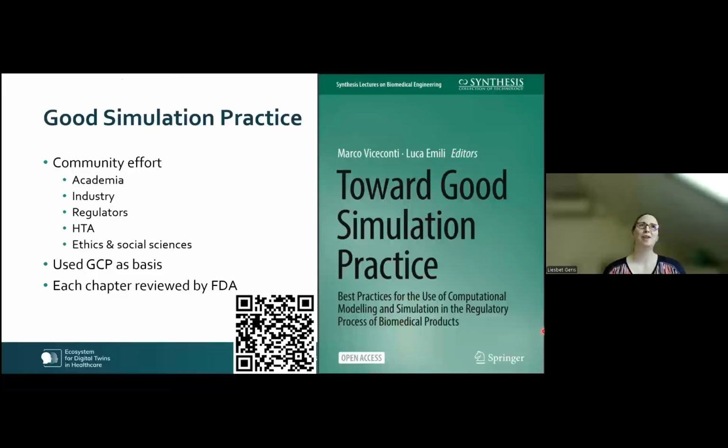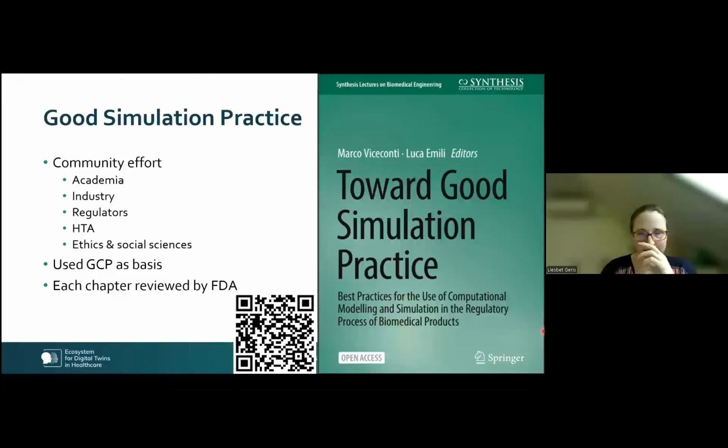Now, a lot of people were interested, so this became a group of over 100 people from academia, industry, regulators, health technology assessment agencies, and from ethics and social sciences that wanted to contribute to this. And we used the table of contents of the good clinical practice, and we mirrored this for our good simulation practice proposal. Now, in the end, this turned out to be an 80,000 word white paper. So we published it as a free book that you can see here.